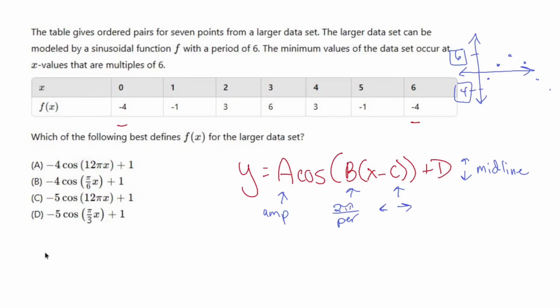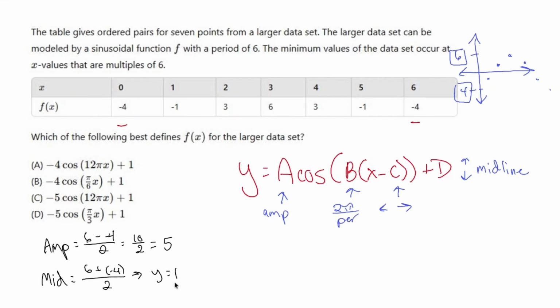So let's find our amplitude. Our amplitude is going to be the larger number minus the smaller number, divided all by 2. So 6 minus -4 is going to be +10. +10 over 2 is 5. Okay? That's my amplitude. My midline is very similar, but you add the numbers. 6 plus -4 all over 2, which is going to be y equals 2 over 2, which is 1. So the amplitude is 5, the midline is 1.